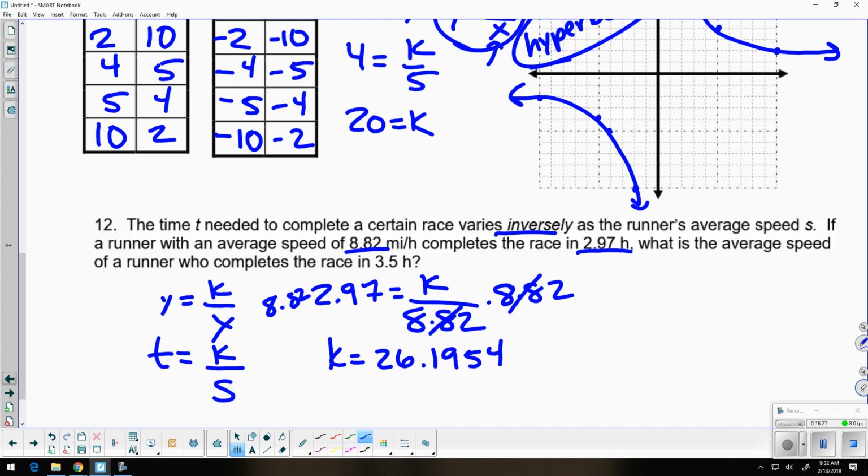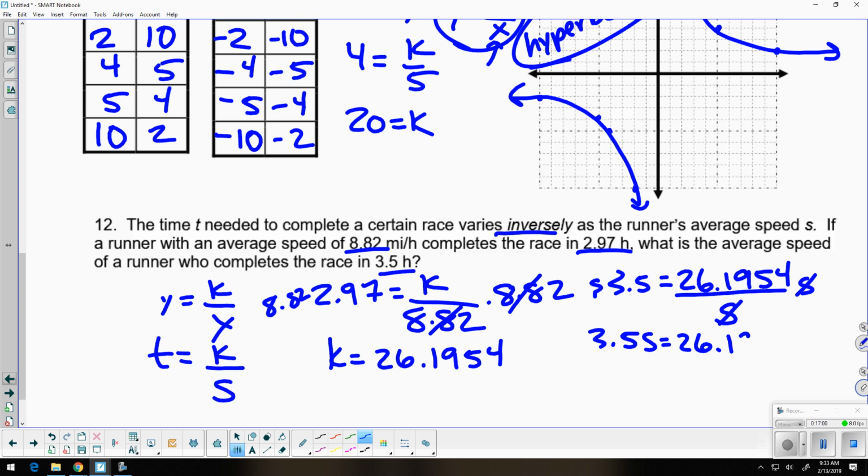Okay, now use K. Again, we're trying to find what's the average speed of a runner who completes the race in 3.5 hours. So again, that's a time, 3.5 hours. I'm going to plug that in for T. 3.5 would be equal to K, which is 26.1954. And then dividing that by their speed, because that's what we're solving for. Okay, so now from here, solving for s, what I would do next is I would go ahead and get s basically out of the denominator. Multiply both sides by s. So you have 3.5s is equal to 26.1954, and then dividing both sides by 3.5.